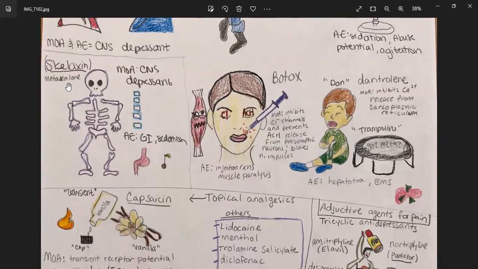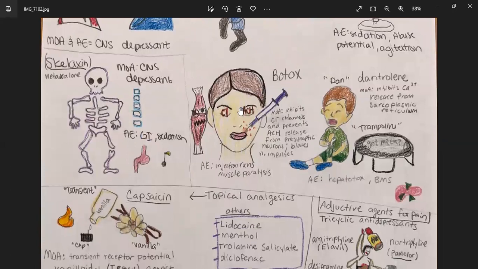We have Skelexin, so a skeleton for Skelexin, and it's also a CNS depressant. Adverse effects are GI and sedation. Then we have our classic Botox. So just straight up drew a lady getting a Botox injection in her face. She's got a little chloride here and acetylcholine here because this inhibits chloride channels and prevents acetylcholine release from the presynaptic neurons, and it blocks nerve impulses. Adverse effects are injection reactions and muscle paralysis.